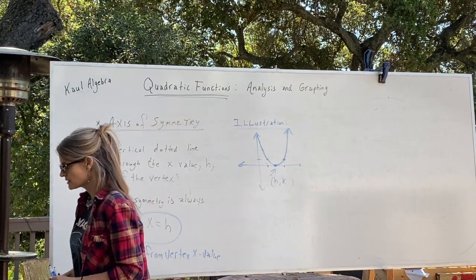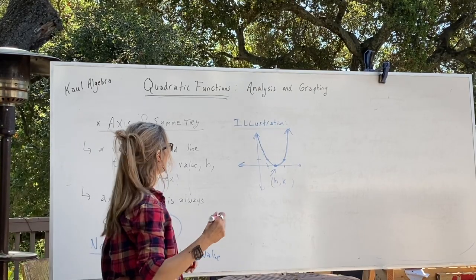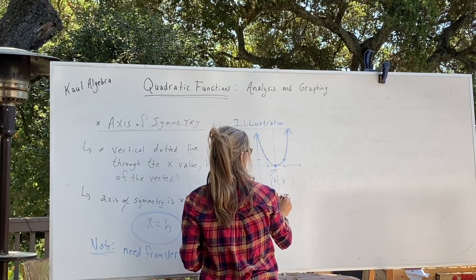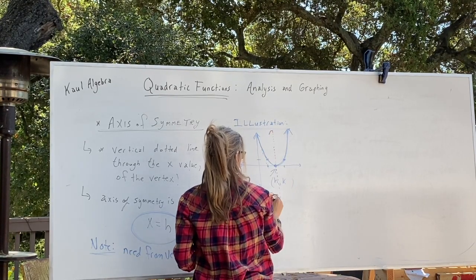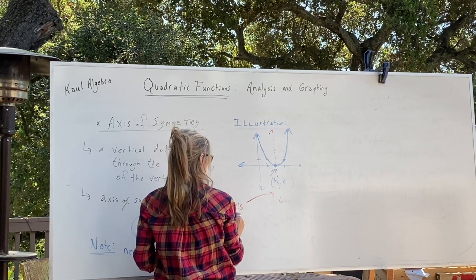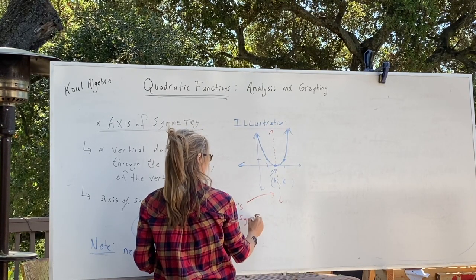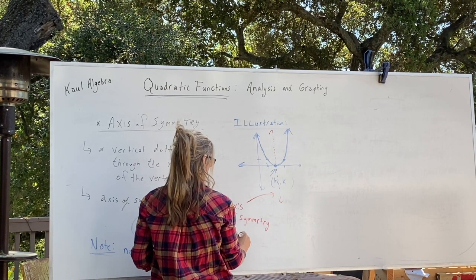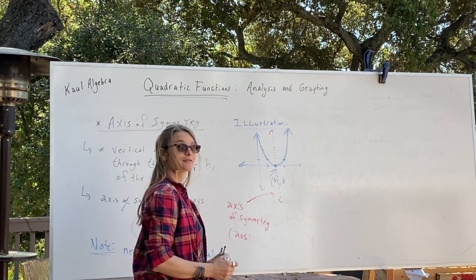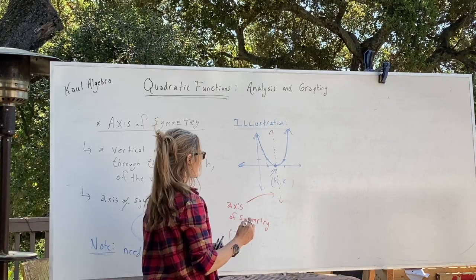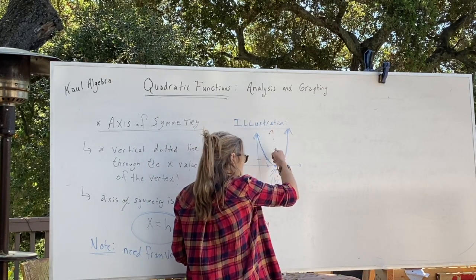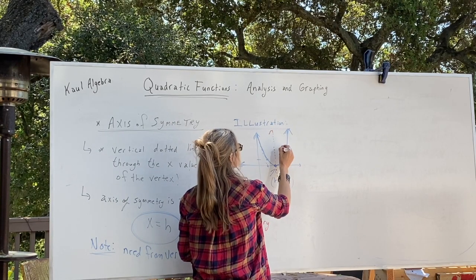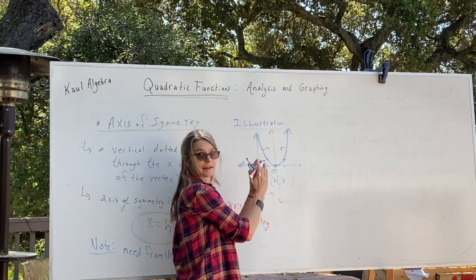So the idea is your axis of symmetry is this dotted line right through the vertex. So this is your axis of symmetry, and some people call this AOS, axis of symmetry for short, if you don't like writing too much. And this axis of symmetry is this dotted vertical line that splits it into two halves. So if you fold this over, you get the same image on both sides.